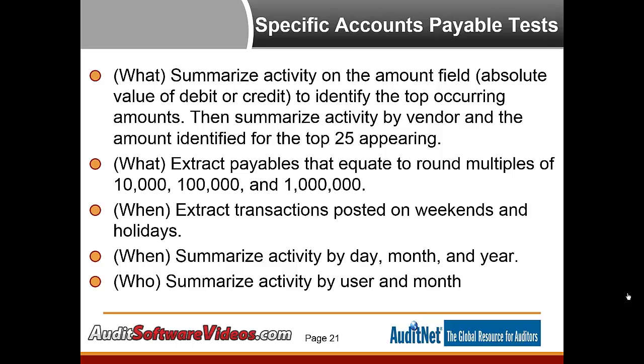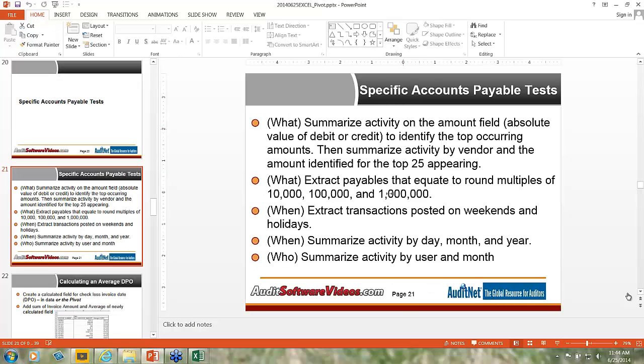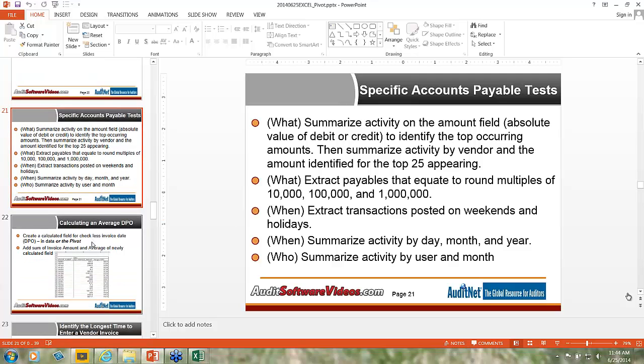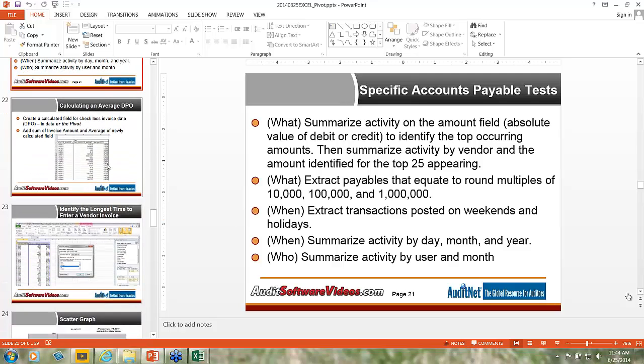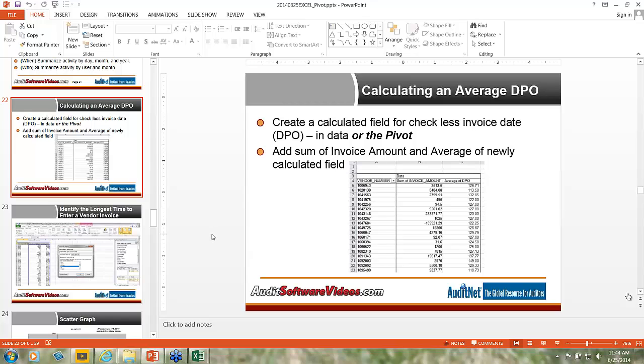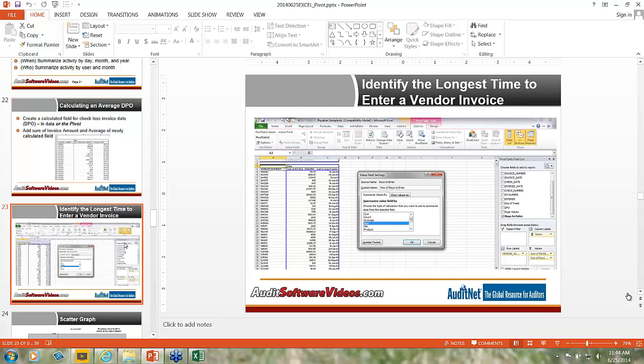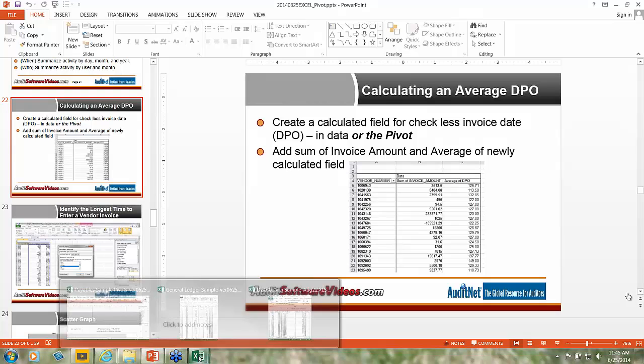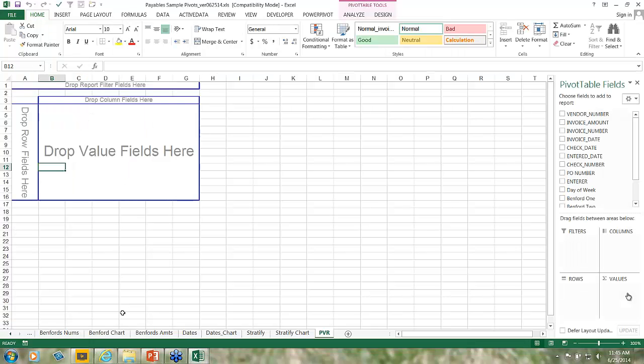To that end, summarizing activity by user and month is also a good one, and we will talk about that as well. While I'm noting this, we will talk about calculating an average as well, and a maximum, so the longest time to enter a vendor invoice. So we'll talk about that in just a second. So let's go back into the data.